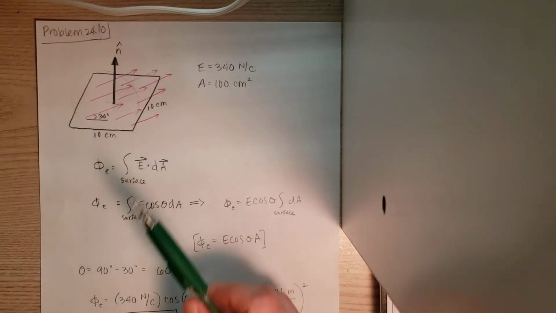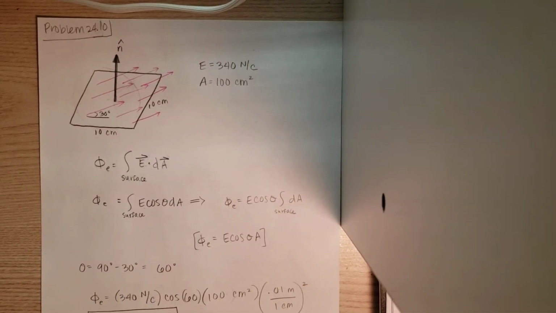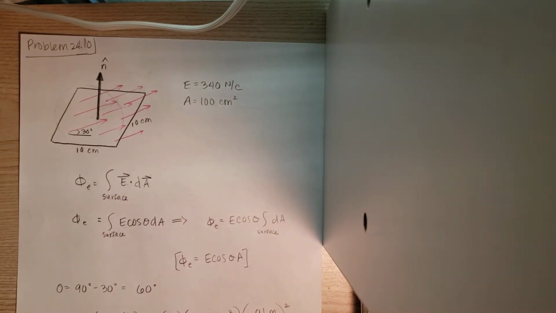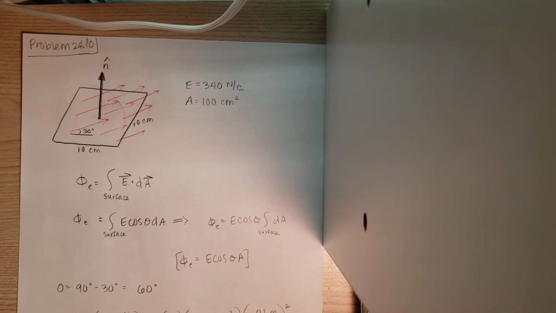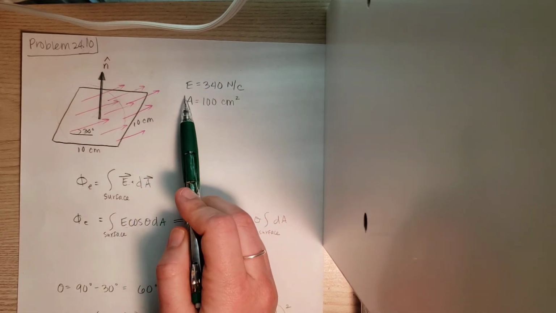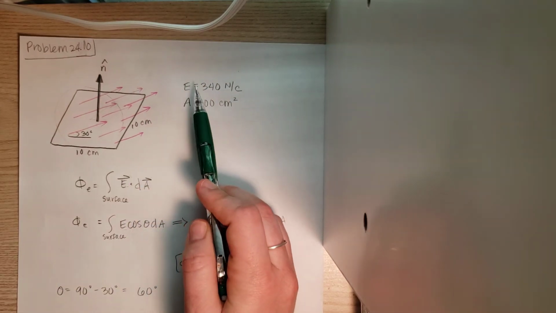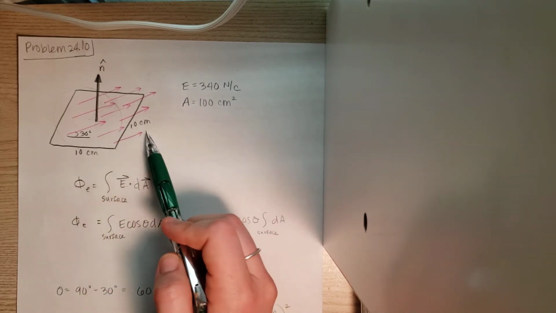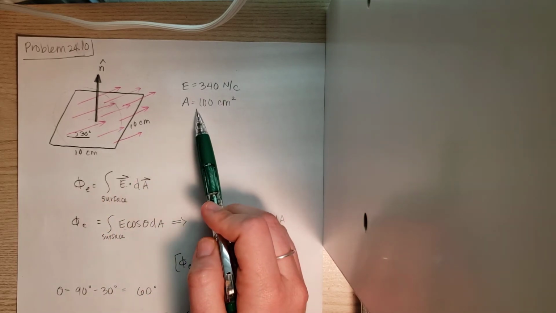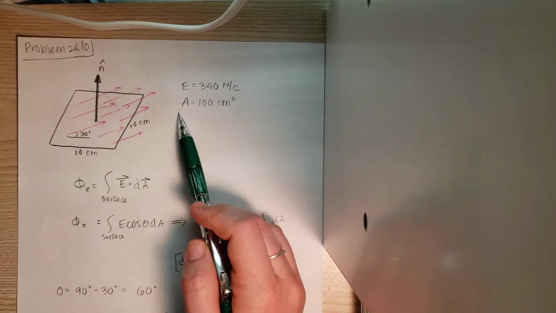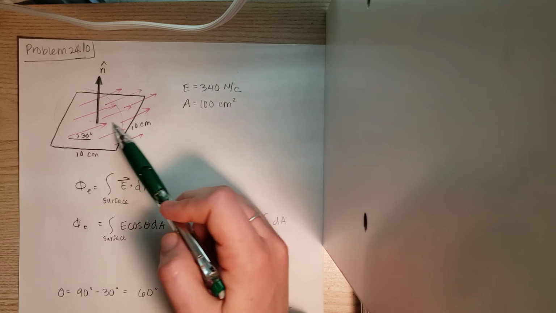Okay, so this is problem 24.10 from homework 3, and they've given us this figure here, and they want us to calculate the electric flux. What is the electric flux running through the surface? And they've given us the electric field strength as 340 newtons per coulomb. They've also given us the dimensions of the surface, equal to 100 centimeters squared for the area.